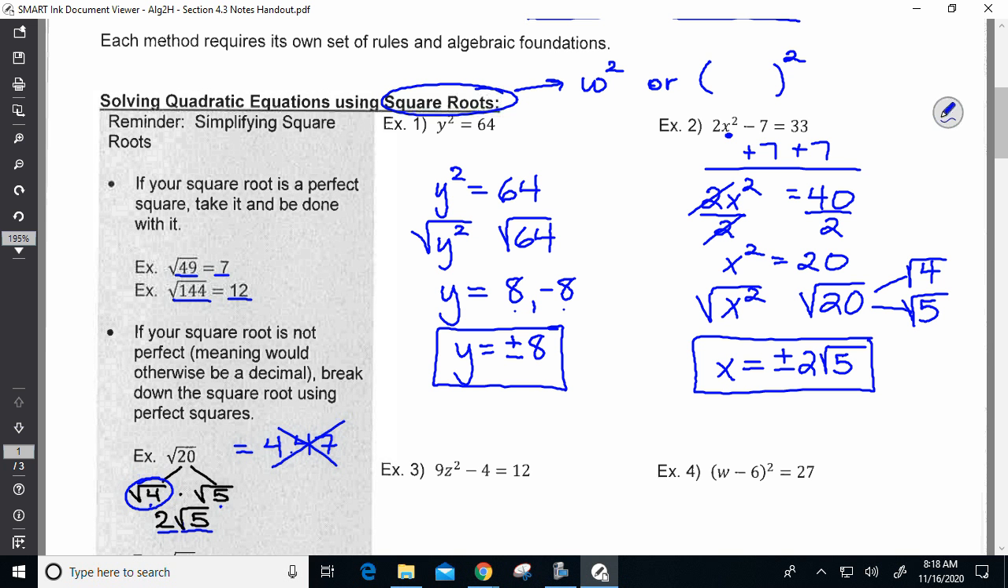So, notice the setup. Notice how the answer was written. The perfect square goes outside the square root. The number that didn't break down anymore stays underneath the square root. Make sure you write it the correct way. The order does matter.